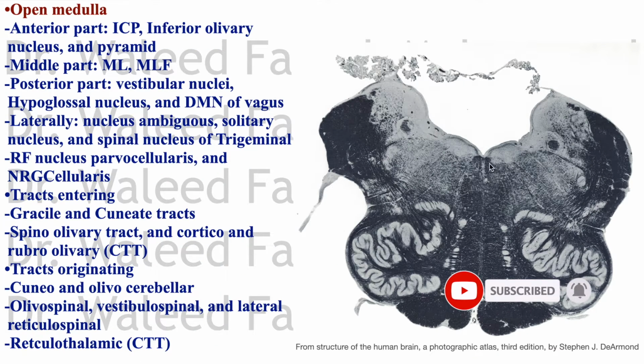This is a section of the open medulla. This is the nucleus solitarius, as you can see here. Here you will find the hypoglossal nucleus and the nucleus of the vagus lateral to it. And this is the MLF and the medial lemniscus.